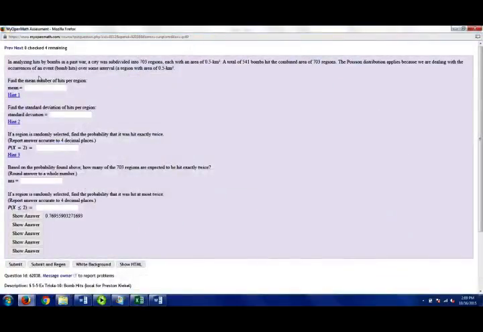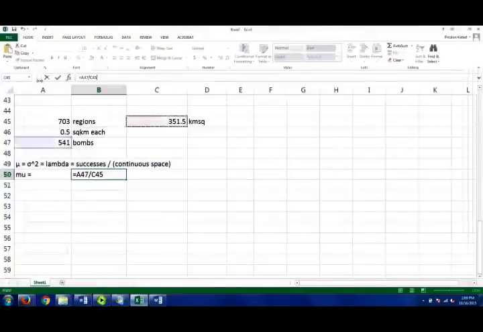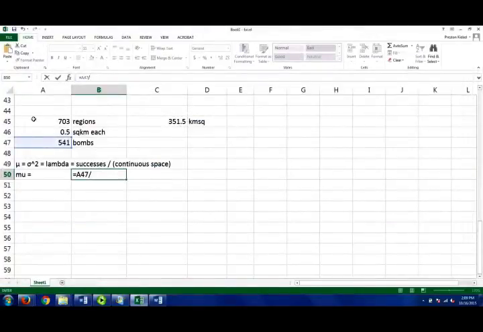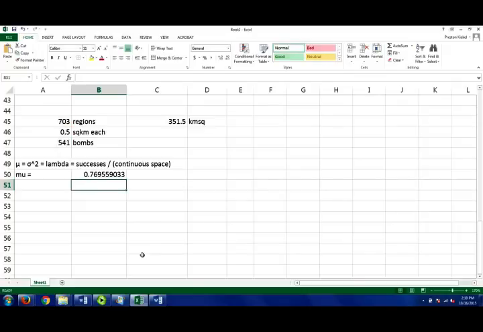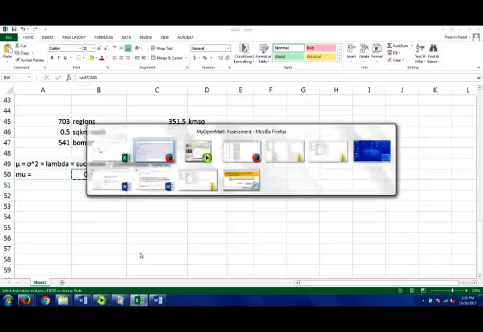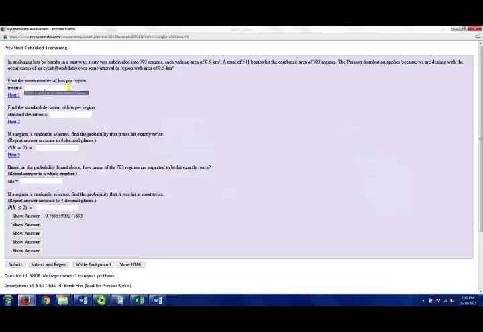Find the mean number of hits per region. So that would be done more simply. Bombs divided by regions. So I've got 541 over 703 equals 0.7696. So I'm going to copy that and paste that as my answer, and we can see that that is the correct answer.